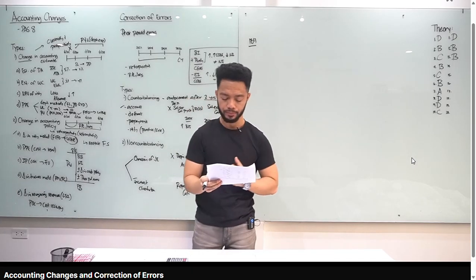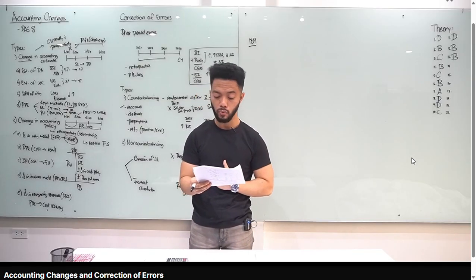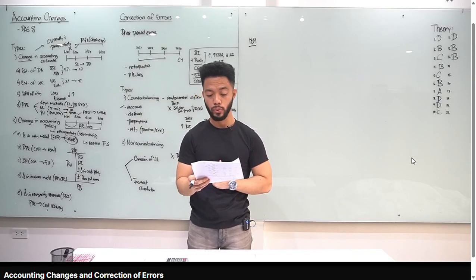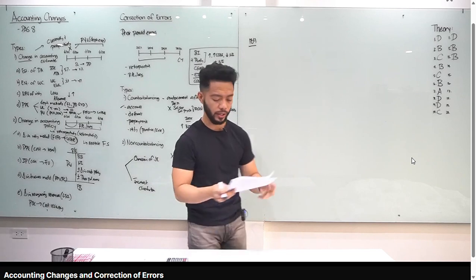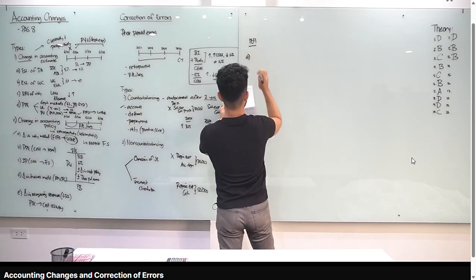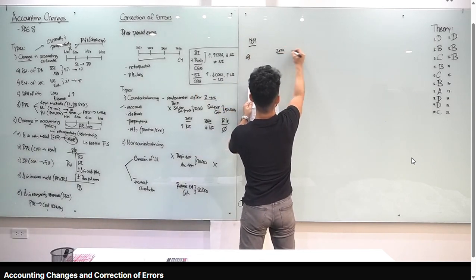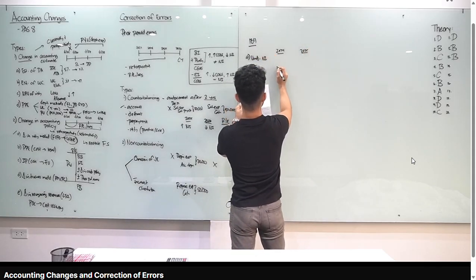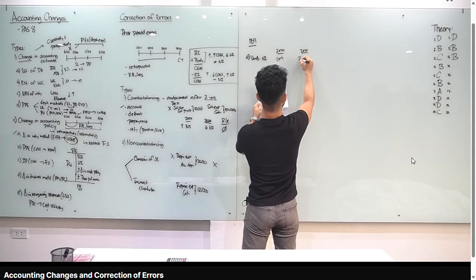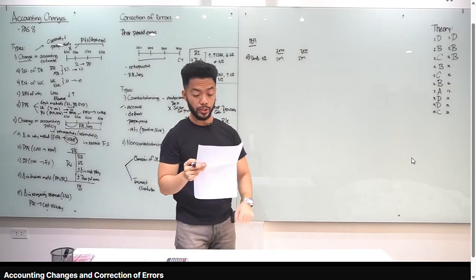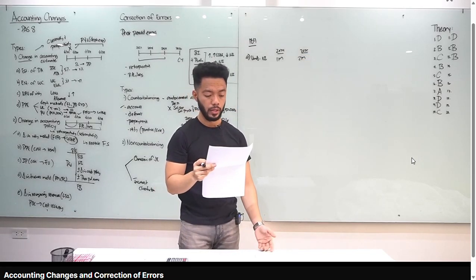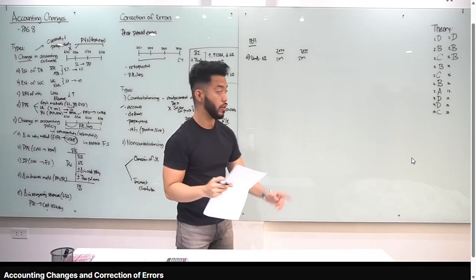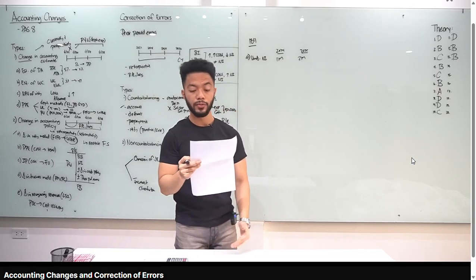Sige, let's read the given. ABC Company reported net income of 1 million and 2 million in 2024 and 2025 respectively. So basically, ito yung unadjusted net income. Lagyan agad natin: requirement A is net income. Lagyan natin 2024 and 2025, and unadjusted net income. Sabi dyan, 2024 is 1 million, 2025 is 2 million. Okay? In 2026, the following prior period errors were discovered. The inventory on December 31, 2024 was understated by 50,000.